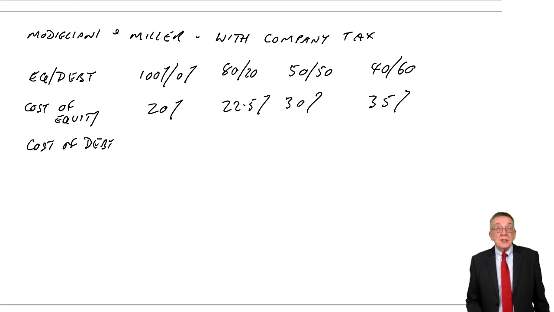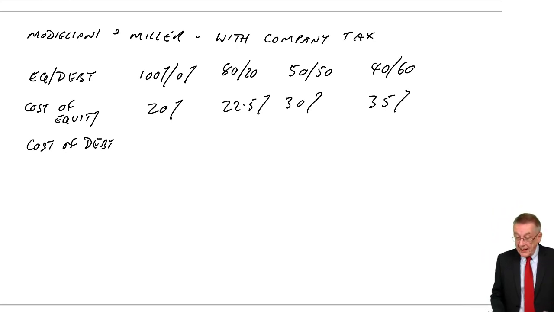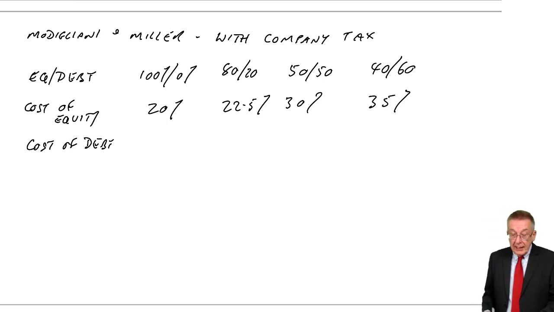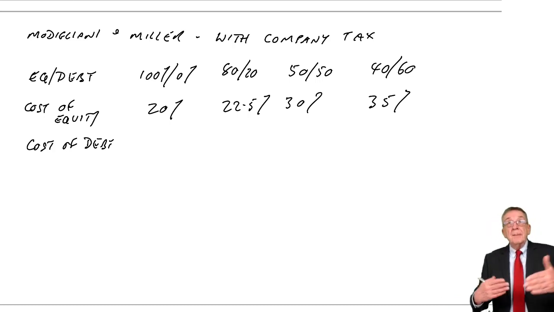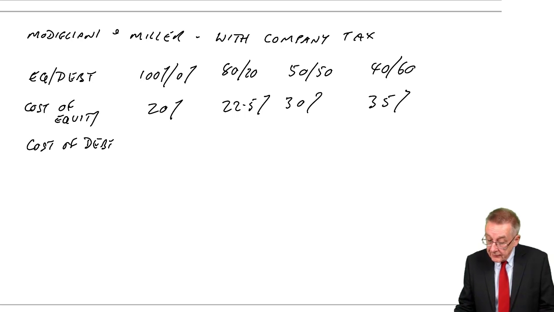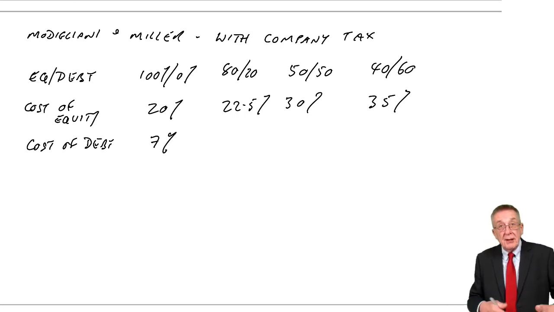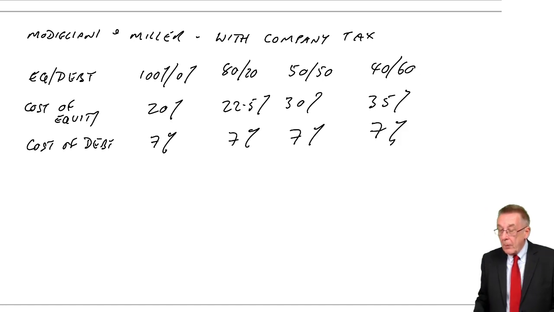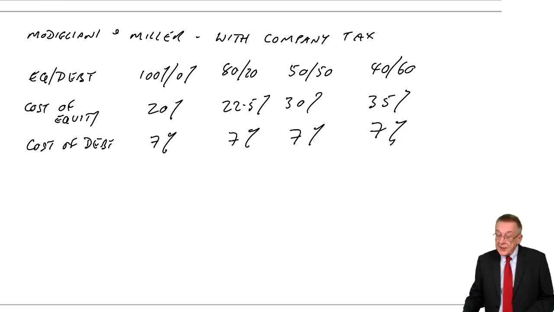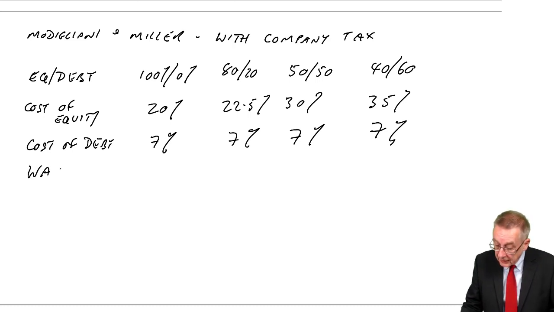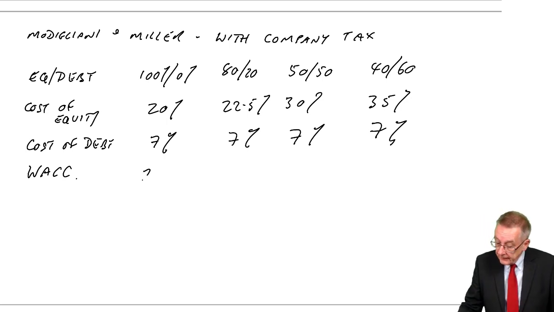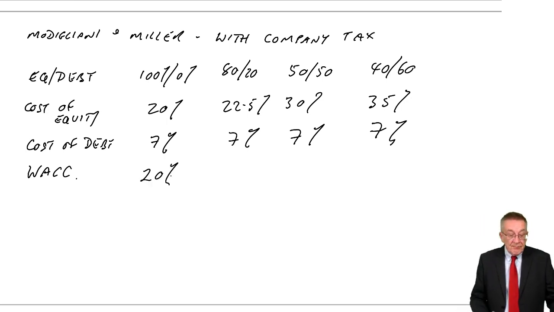But the cost of debt in my previous example, when there was no tax, was 10%. But if we've got tax at, let's say, 30%, the cost of debt after tax falls to 70% of 10%, 7%. And of course, what happens? The weighted average cost of capital, with 100% equity, the weighted average is 20%.